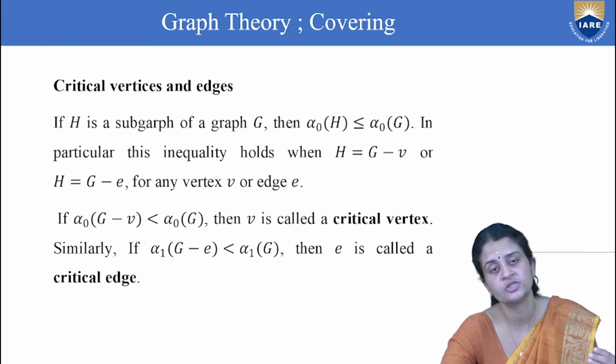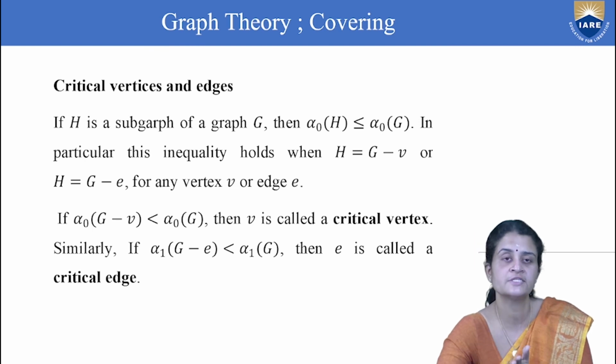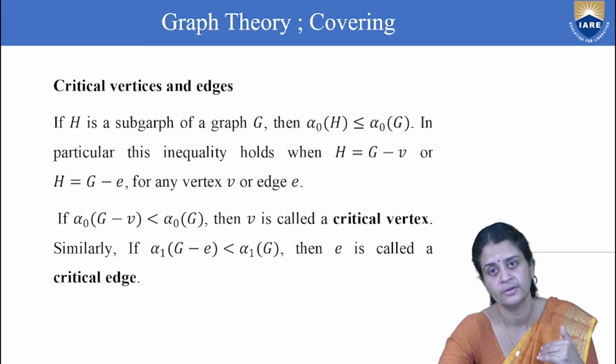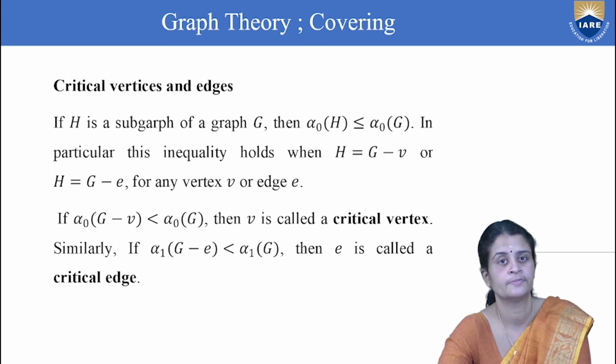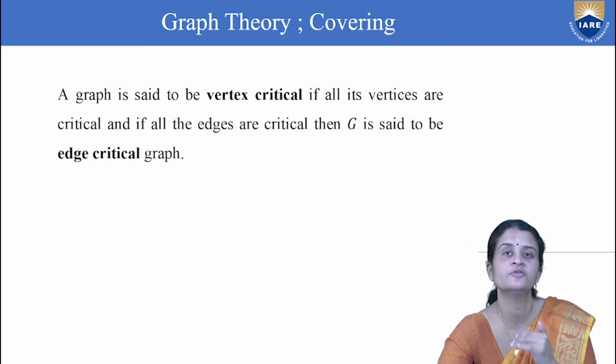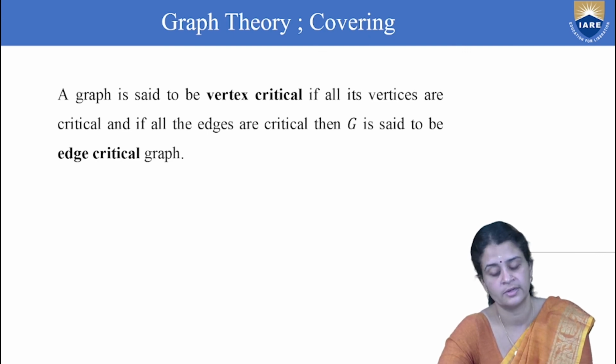Similarly, if alpha 1 of G minus e is less than alpha 1 of G, then e is called a critical edge. That is, the removal of a particular vertex or edge decreases the covering number, then that edge or vertex is termed a critical edge or critical vertex. A graph is said to be vertex critical if all the vertices are critical, and a graph is said to be edge critical if all the edges are critical.